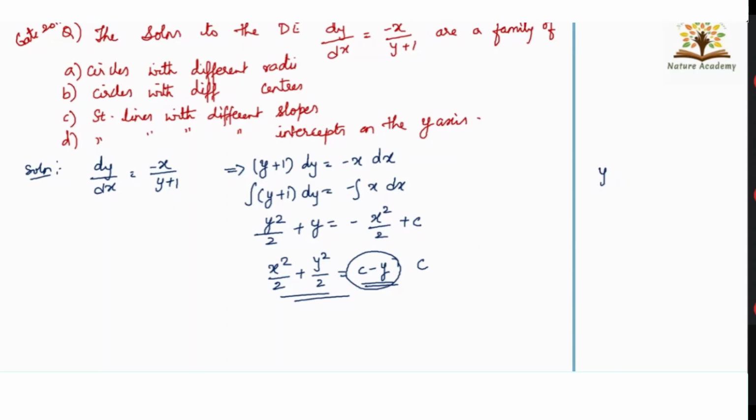See, if y is equal to 0, then your radius will be c. If y is equal to 1, your radius will be c minus 1. So your radius will change every time y changes here. So that's why the answer will be circles with different centers. Sorry, circles with different radii. We are talking about the radius. So circles with different radii is the answer for this. So it is a family of circles.